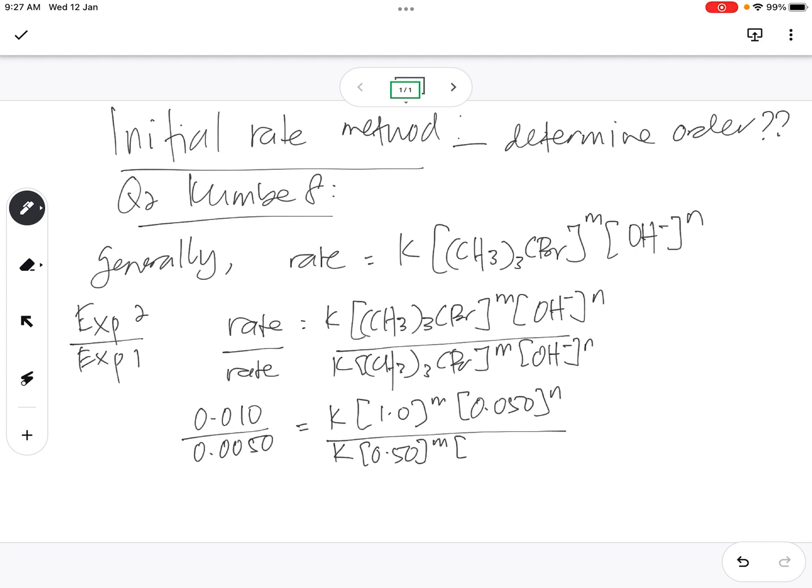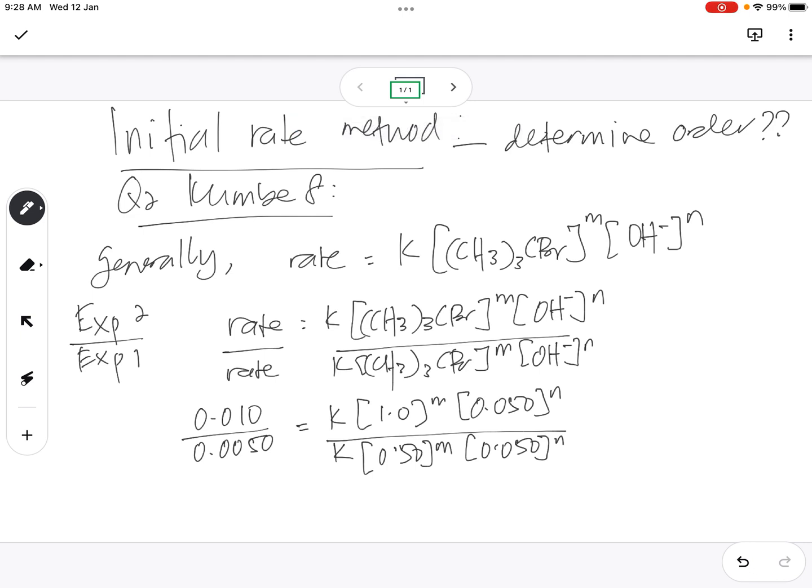Then experiment 1 is 0.0050, correct, and k is correct. Then for experiment 1, I misread the OH negative. So this is experiment 1: 0.50 to the power m, and this is 0.050 to the power n. Now it is correct, so we get it like this.